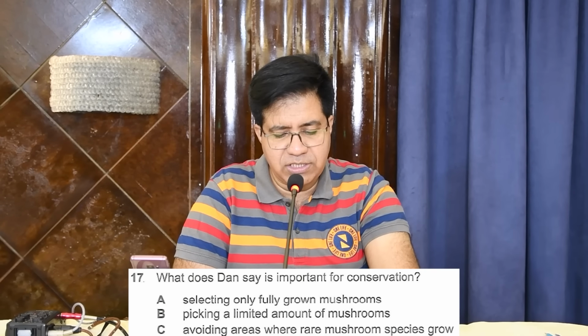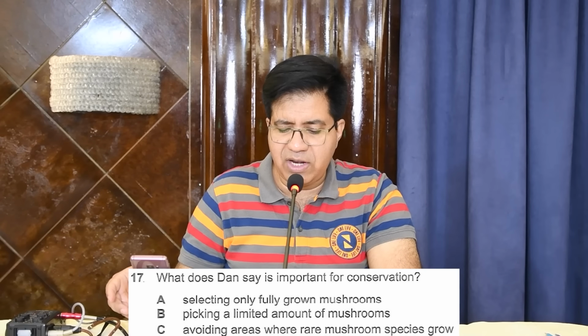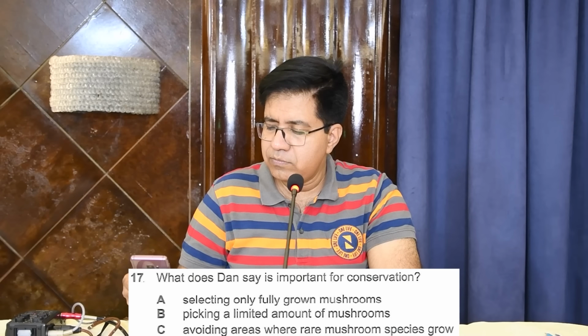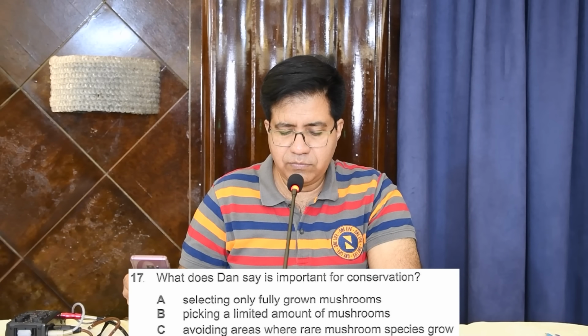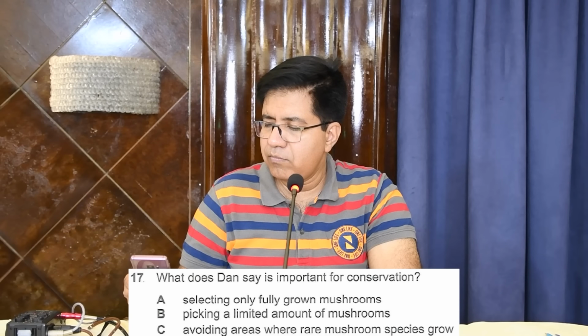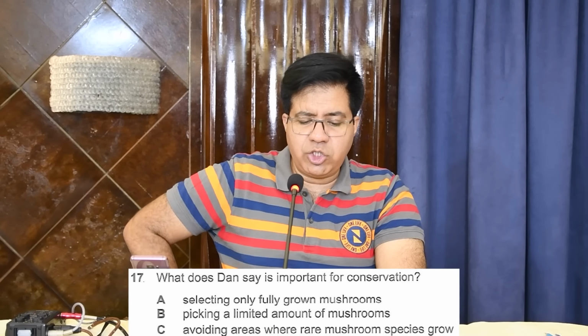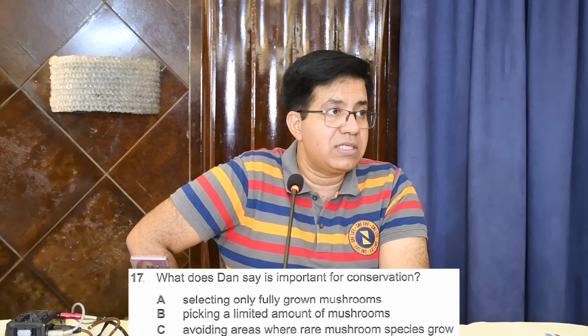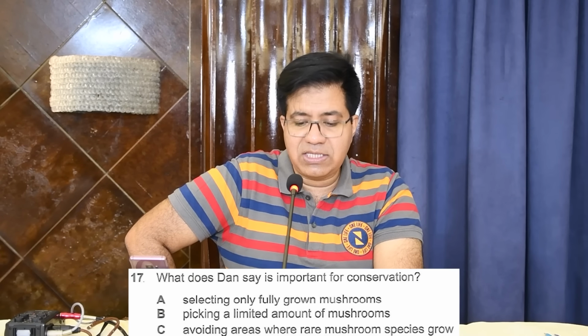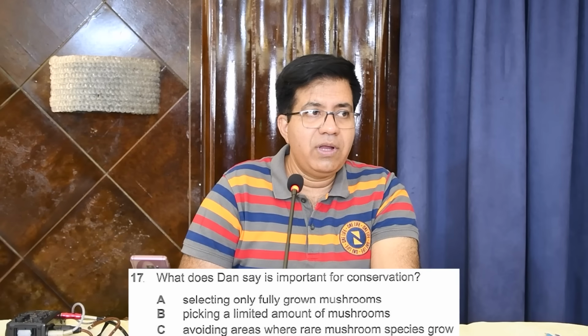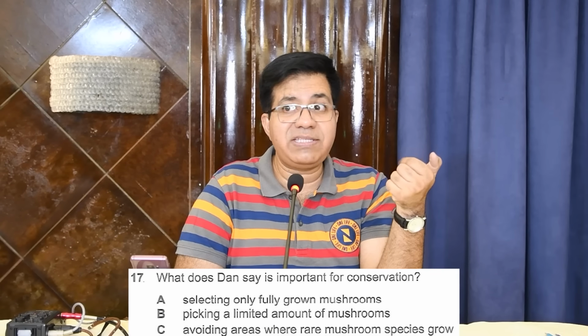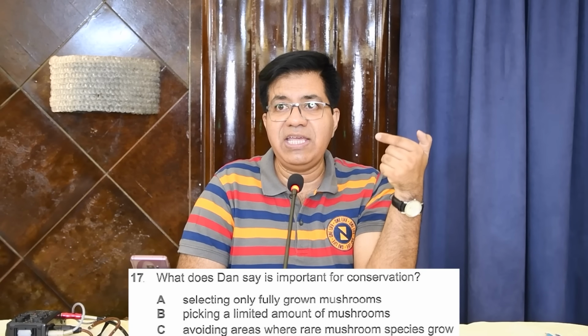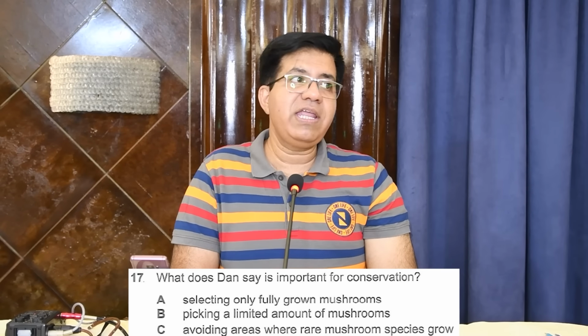Next, we've got option C, avoiding areas where rare mushroom species grow. Or other plants. And make sure you don't pick any mushrooms that are endangered. He did not talk about areas. He said avoiding areas where rare mushroom species grow. Area means don't go to that area, but he said don't pick the mushroom which is endangered. So option C is avoiding areas. It's quite tricky. Once you solve many tests, then you will understand their tricks, okay?